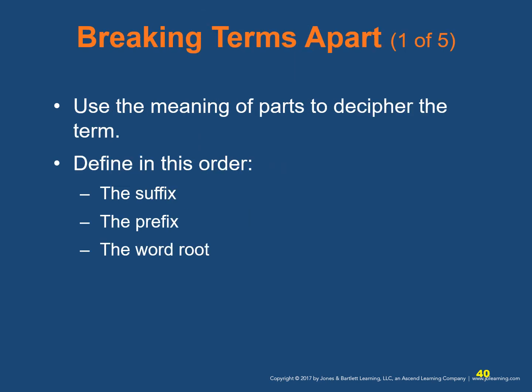You can use the meaning of parts of words to decipher the meaning of a term. When trying to define a term, begin with the suffix and work backward. If the term also contains a prefix, define the suffix, then the prefix, and then the word root. Here are some examples.